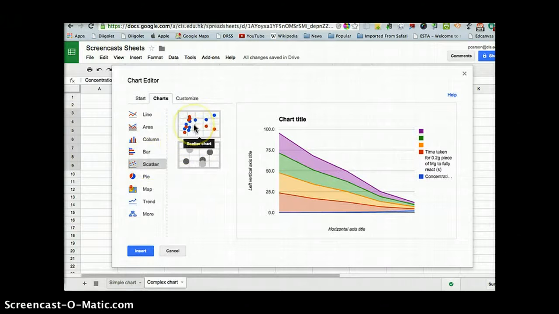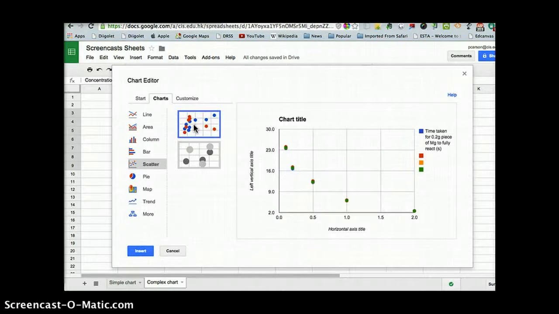So I'm going to look at the top scatter plot, and it shows us how we have some numbers. Alright, and this is what's going on with it. So now we have to go through and do the same thing we did before and customize it.